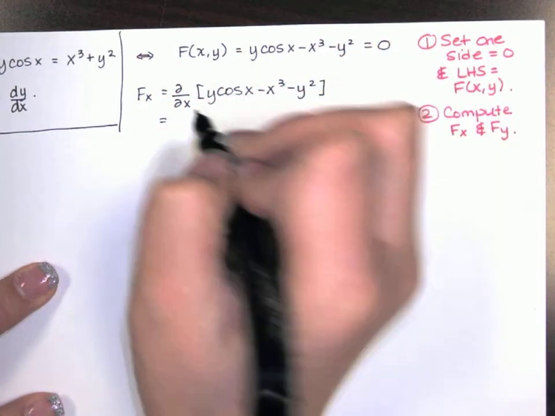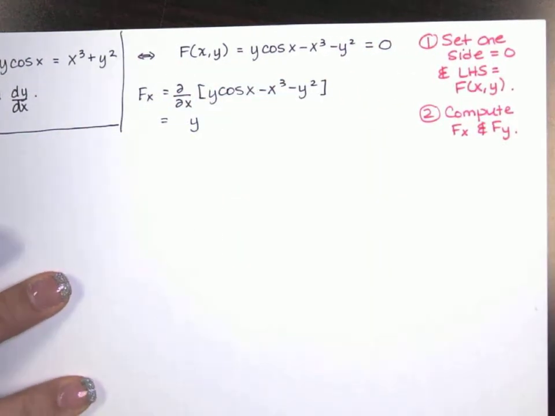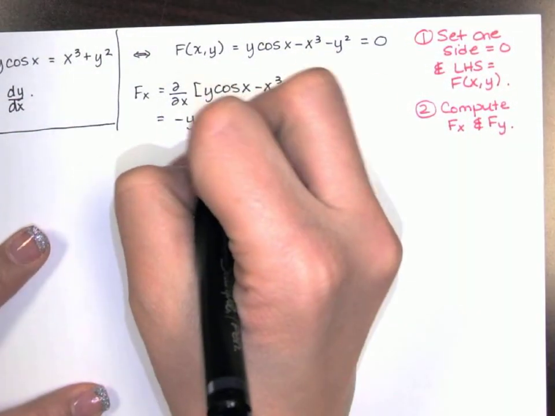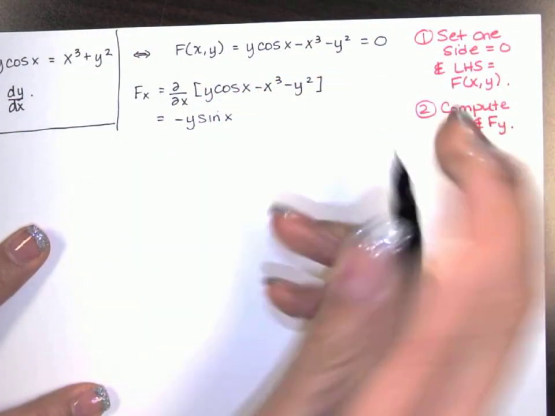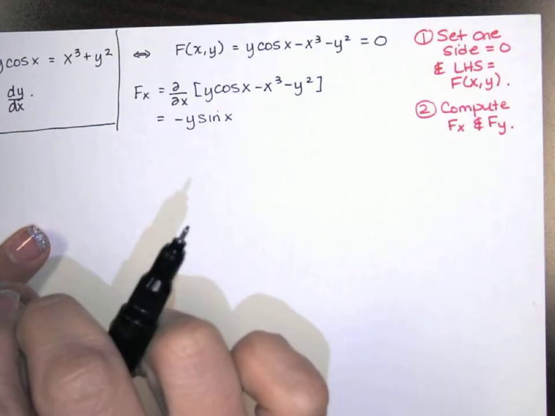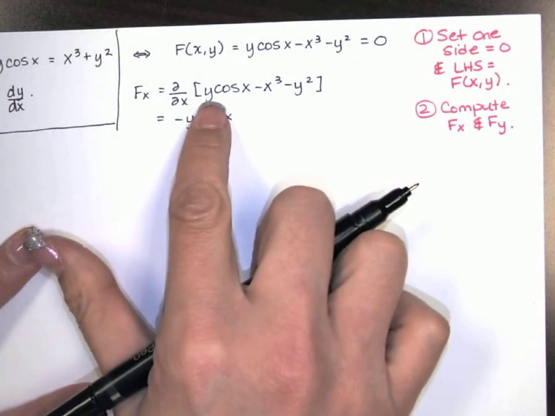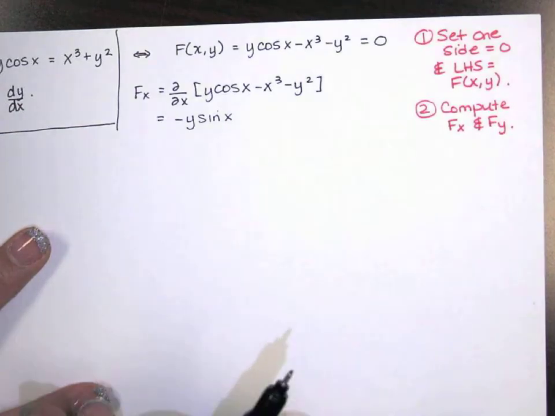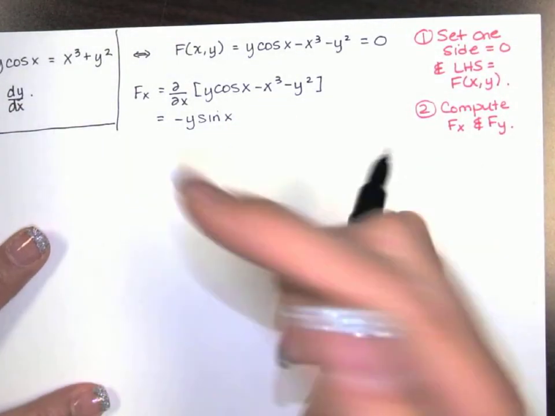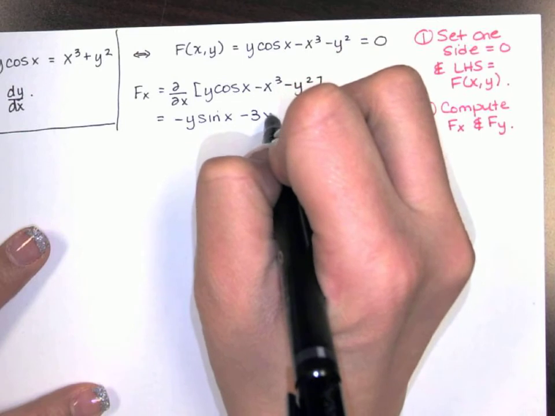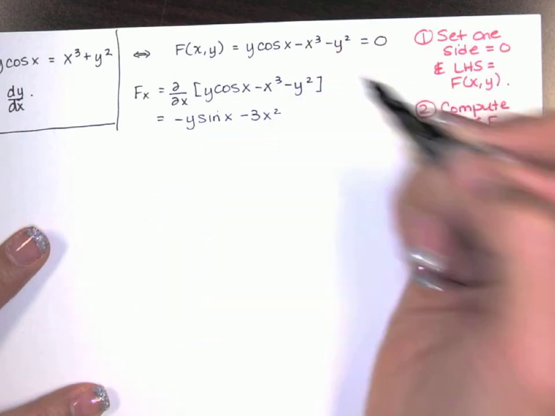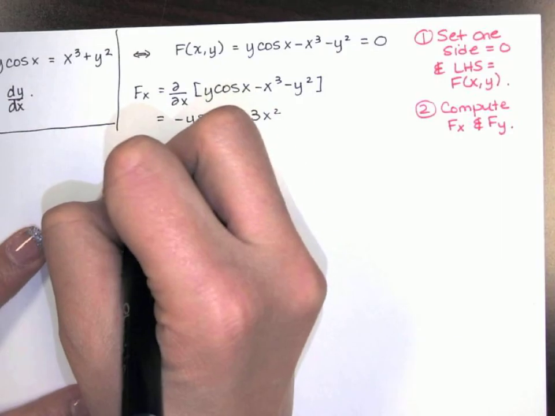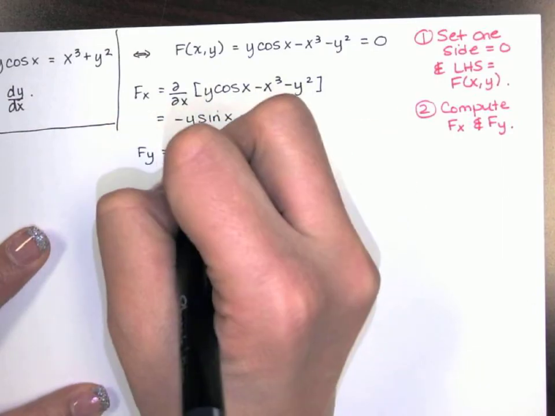Now y is a constant, so I bring that down. The derivative of cosine of x with respect to x is negative sine of x. This is because I'm taking the partial of f with respect to x. This is not a derivative. Y is not implied to be a function of x in this context. I just take the partial with respect to x. And then the derivative of negative x cubed with respect to x is just negative 3x squared. There are no x's here, so the partial of y squared with respect to x is 0. Then I take the partial of f with respect to y.